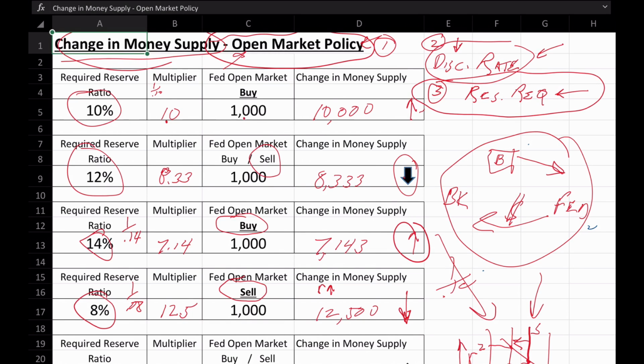So anyway, this is how the Fed changes the money supply to hopefully, in the short run, change the economy. While I'm here, one more thing. This will not affect interest rates in the long run. This is strictly a short run thing. So I'll leave you to go ahead and play with the sheets yourself.